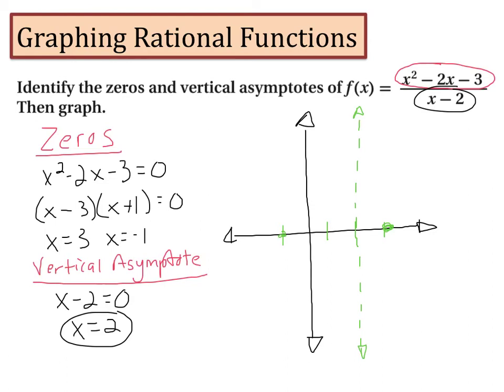Now, by using a calculator and plugging in x values into here, we'd see that our function looks something like this. Here's one of the branches, and another one of the branches starts out here and then kind of dips down over here. All I'm expecting you to do from this is to be able to find the zeros and the vertical asymptotes. We'll talk more about how to figure out all these points in the future.